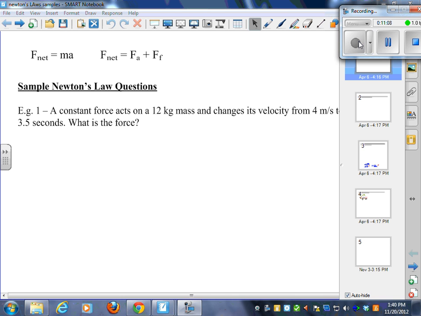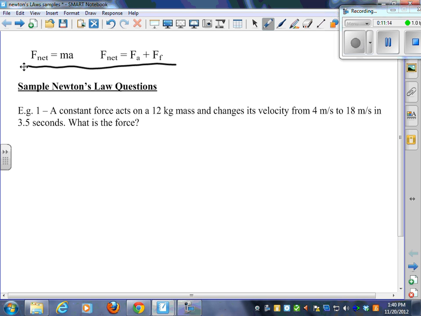Take your time and let's Mike Holmes it and do it right. Okay, I have two formulas there. We're going to use them both. A constant force acts on a 12 kilogram mass. My mass is 12. It changed its velocity from 4 to 18 in 3.5 seconds. What is the force? My time is 3.5.